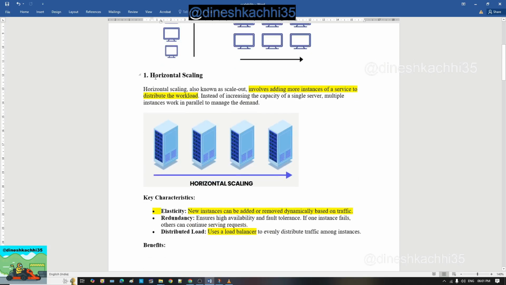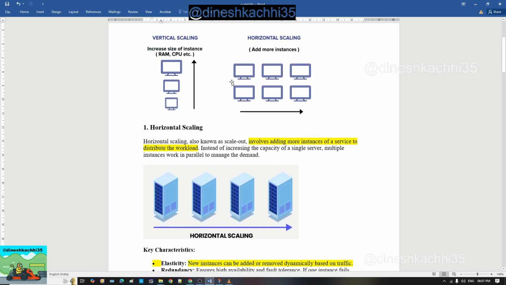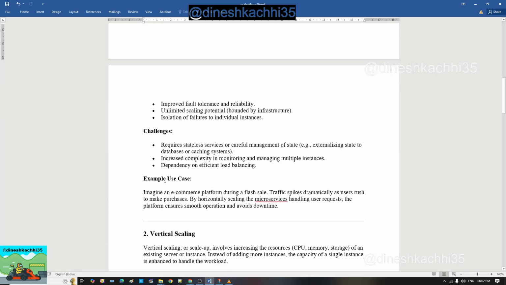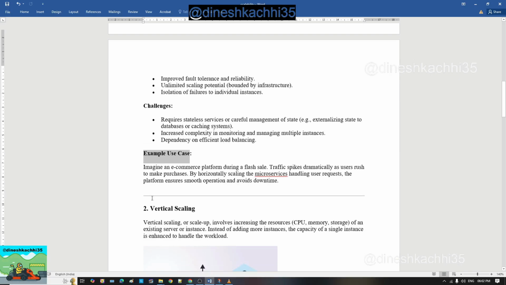Let's start with the horizontal scaling. So what is horizontal scaling? As we already saw in this diagram, horizontal scaling means we are adding a parallel CPU. Whatever configuration we have in one CPU, we will add the same CPU. Before discussing this horizontal scaling, let's see one use case.